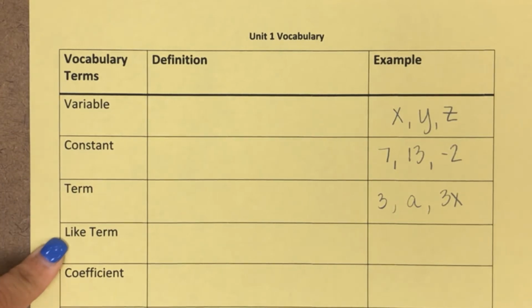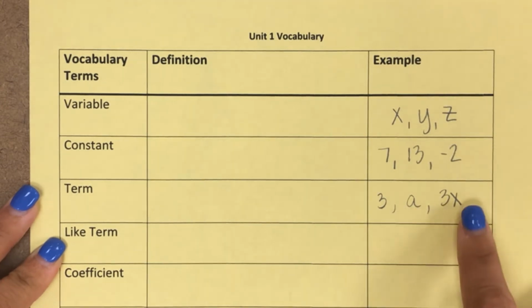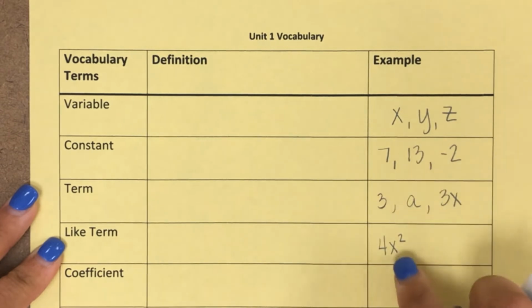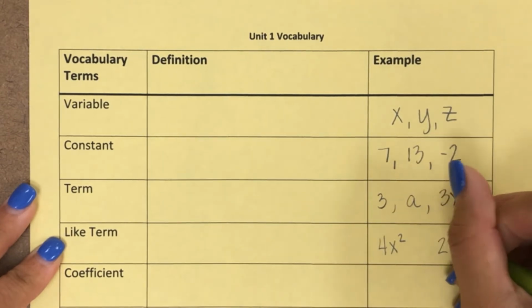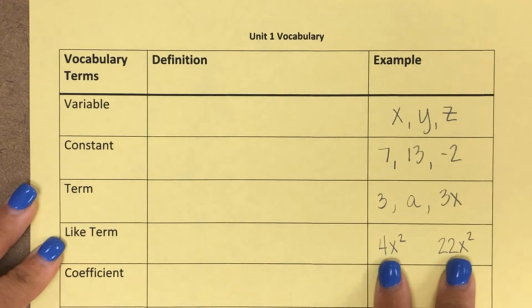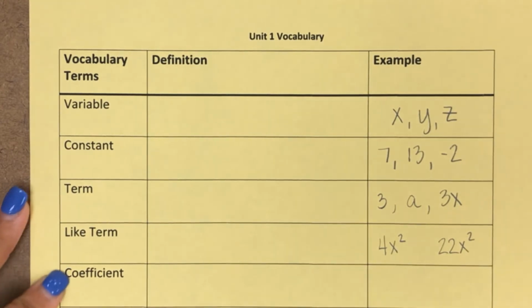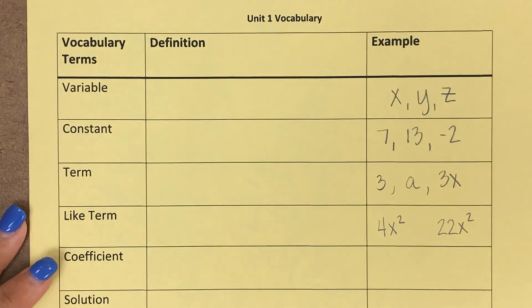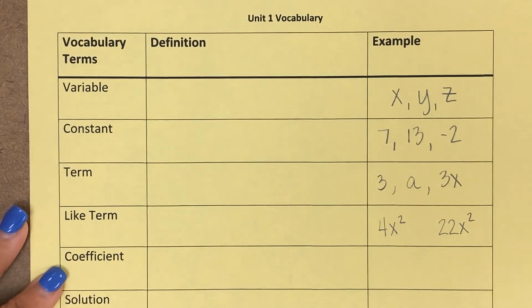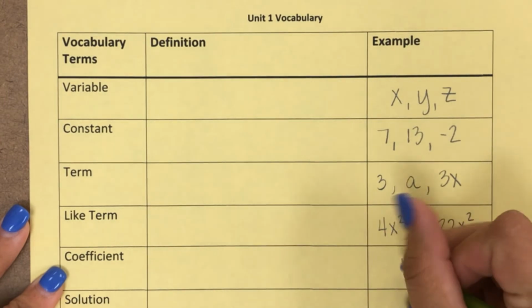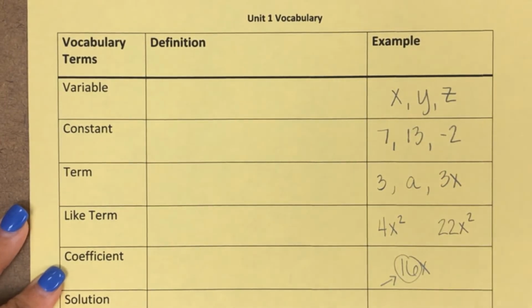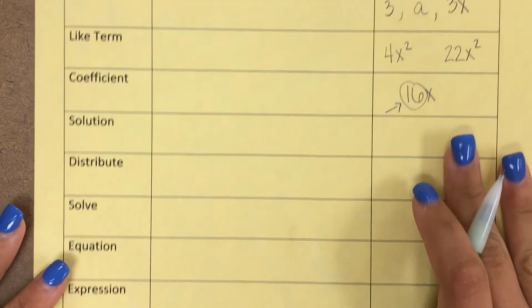Next, we have like terms. It's terms whose variables are the same. So A would go with A, X would go with X, or for example, if we had a 4x squared, it would have to go with another x squared, such as 22x squared. Those are like terms because they both have x squared. Next, we have coefficient. So a coefficient is going to be the number being multiplied by the variable. Generally, it's in front of it. So for example, if we had 16x, the number 16, that would be the coefficient. It's being multiplied by the x.